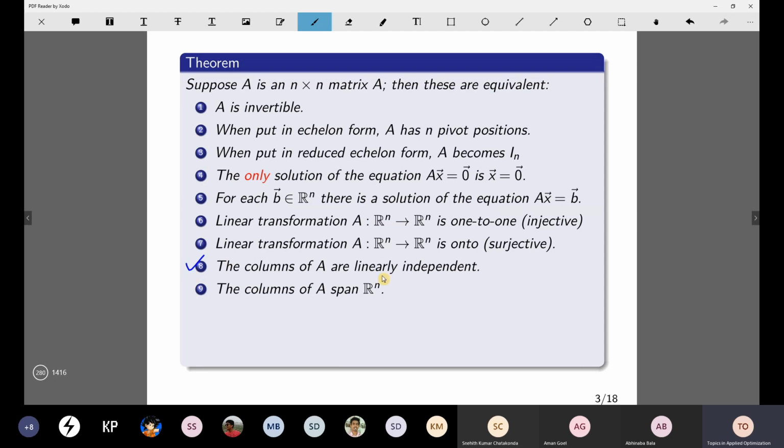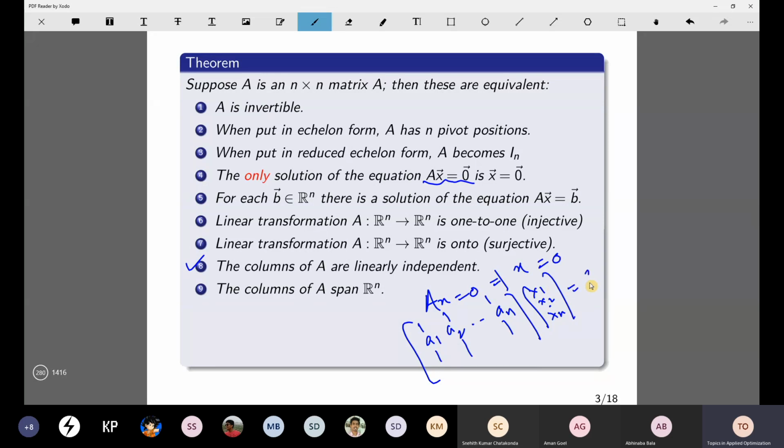The columns of A are linearly independent. Again, this is a straightforward proof. It comes from here. Whenever Ax = 0 implies x = 0, this is the same thing as saying, let us say the columns of A are a1, a2, ..., an, and x1, x2, ..., xn. The linear combination x1 a1 + ... + xn an, whenever it is equal to 0, forcefully implies that x equals 0. But this is exactly the definition of linearly independent. This exactly tells us that columns a1 to an are linearly independent.